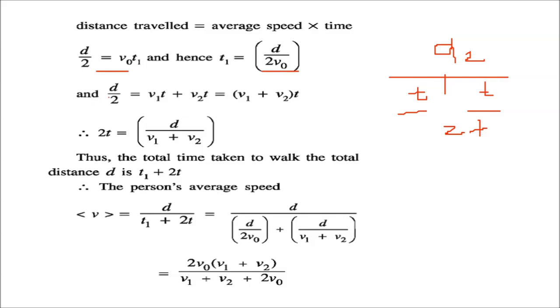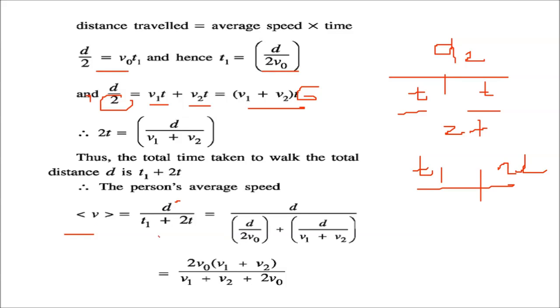But for the computation, d by 2 will be v1 into t plus v2 into t. So this will be v1 plus v2 into t. So what we got, 2t will come here and v1 plus v2 will go down. So 2t is d by v1 plus v2. So the total time travel is, we took first half as t1, second as 2t. So t1 plus 2t.